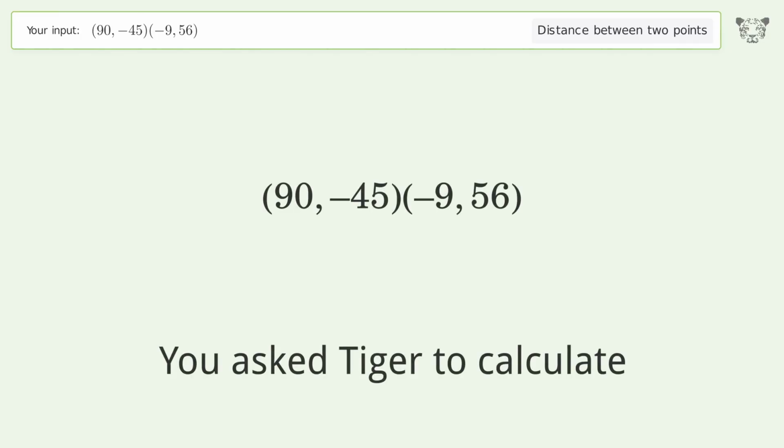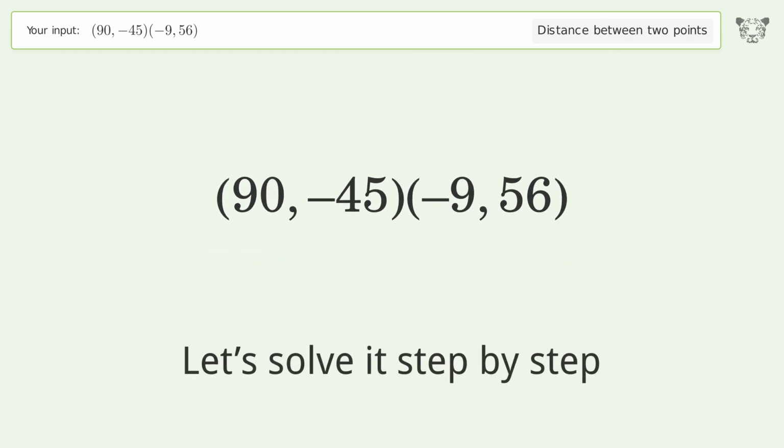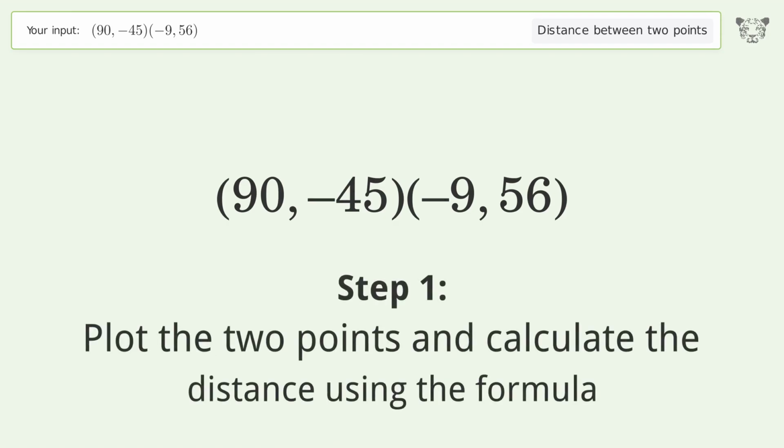You ask Tiger to calculate. This deals with the distance between 2 points. The distance between the 2 points is the square root of 20,002, or 141.428. Let's solve it step by step. Plot the 2 points and calculate the distance using the formula.